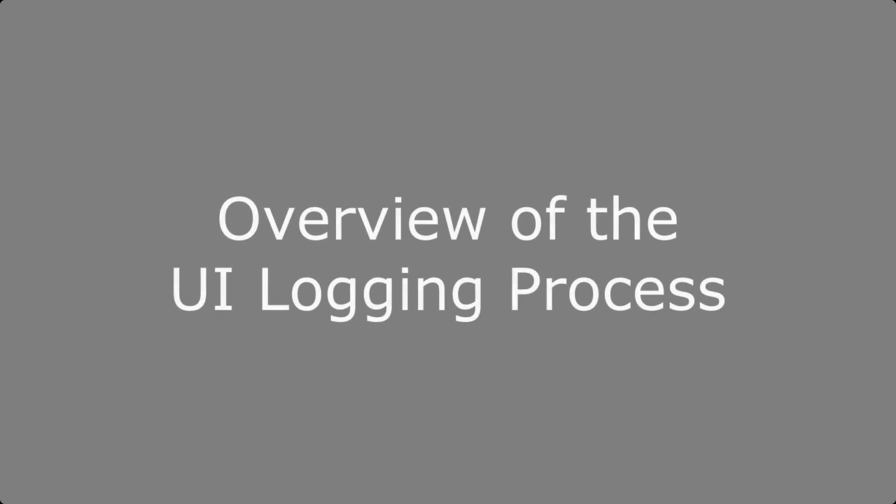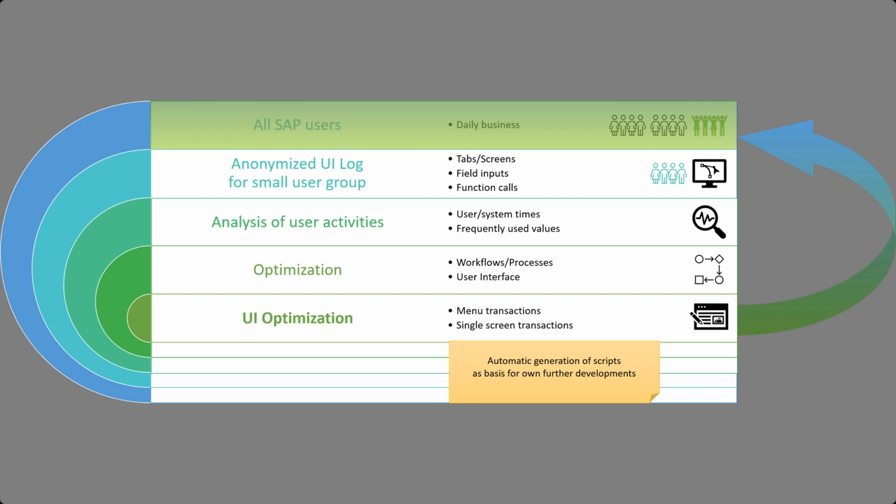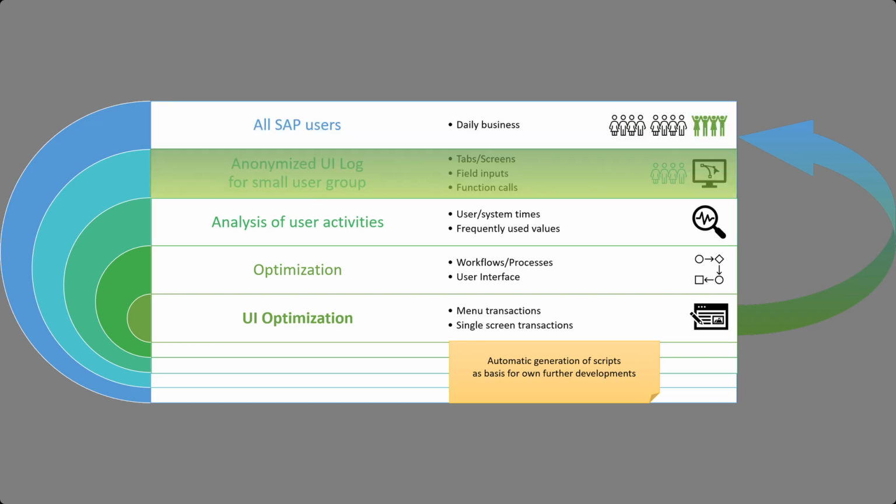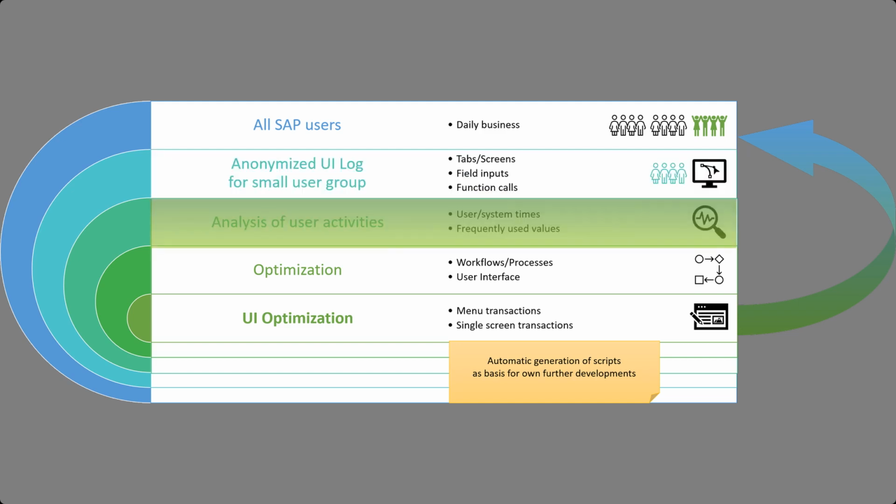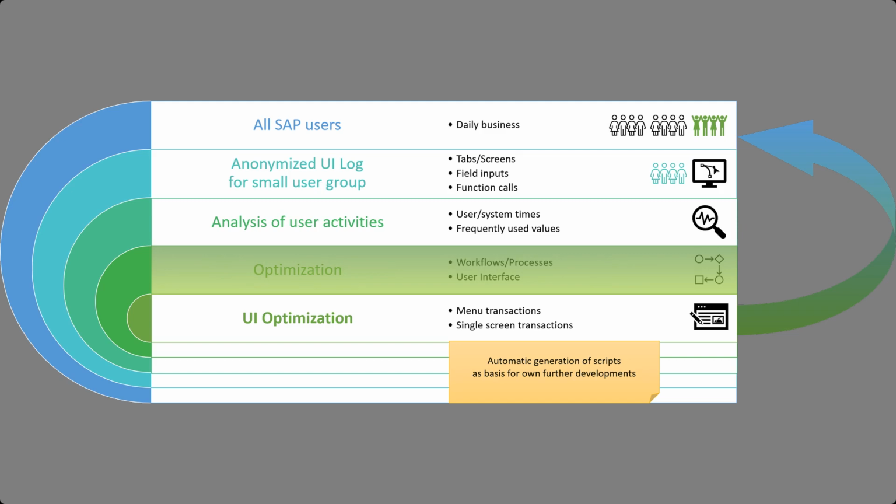Let's begin with an overview of the UI logging process. At the top, we have all SAP users going about their daily business. Below, a subset of users is selected and all user actions are recorded anonymously, for example, all field inputs and function calls. When enough data are available, user actions can be analyzed and evaluated.